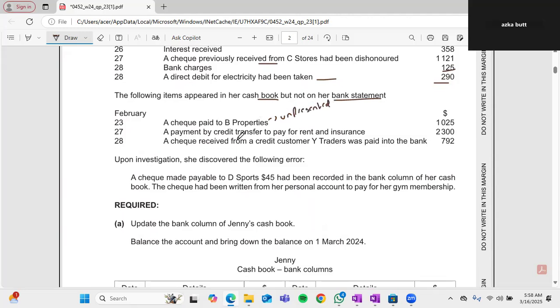Okay. A payment by credit transfer to pay for rent and insurance. So this is a credit transfer. It means that this is again unpresented, since it hasn't been recorded in the bank statement, but you have recorded this in the cash book. Next, a check received from a credit customer via traders was paid into the bank. So you have recorded this in the cash book. You have debited, but the bank basically hasn't recorded this because this is an uncredited check.